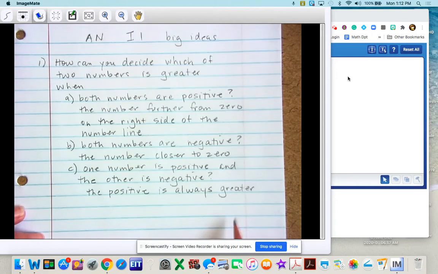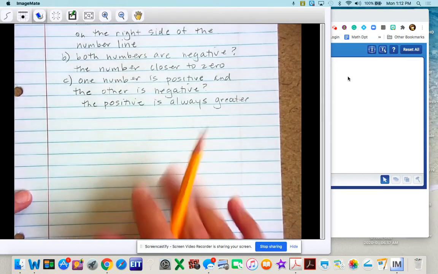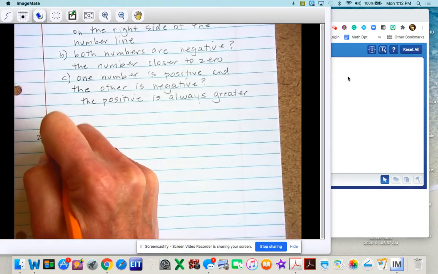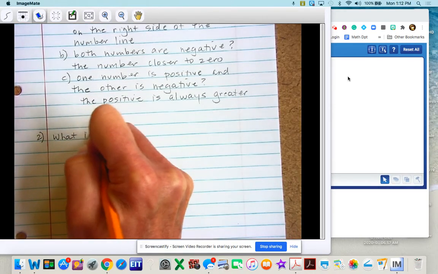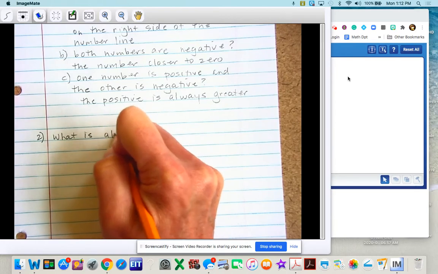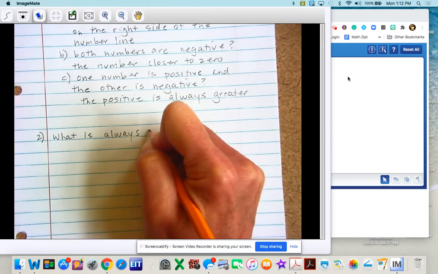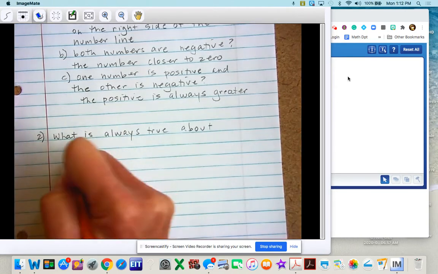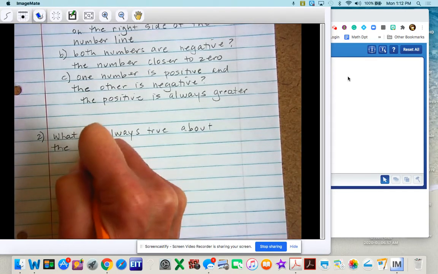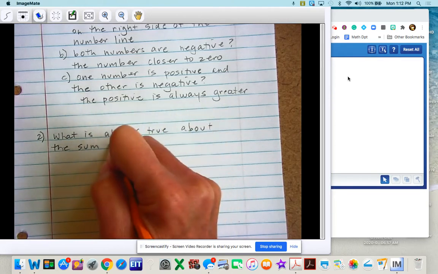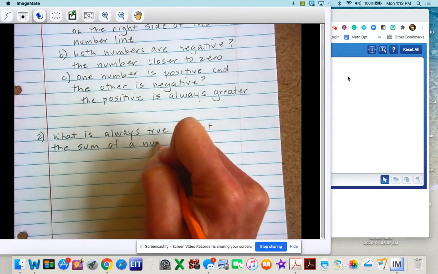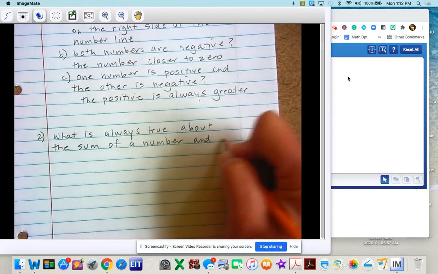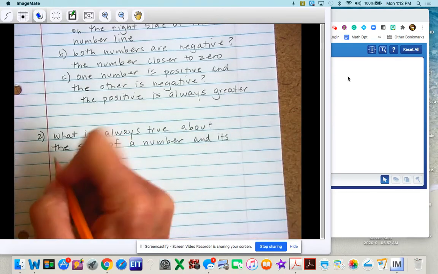Okay, so second big idea in investigation 1. What is always true about the sum of a number and its opposite?